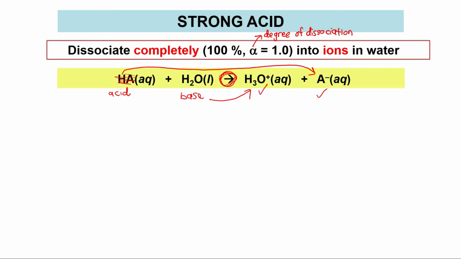Got it? So whenever you are writing the dissociation equation, or when a strong acid reacts with water, it reacts completely. So please write down the equation by using the single-headed arrow here. When it reacts completely, that makes Ka value extremely large. What's meant by Ka? Ka stands for acid dissociation constant.